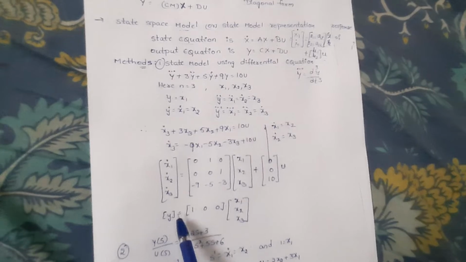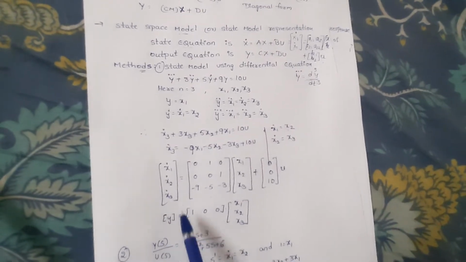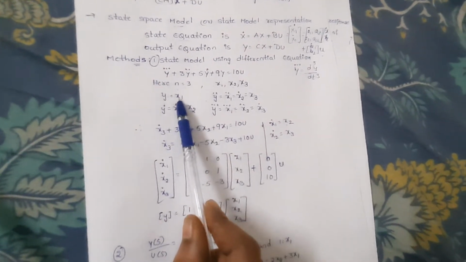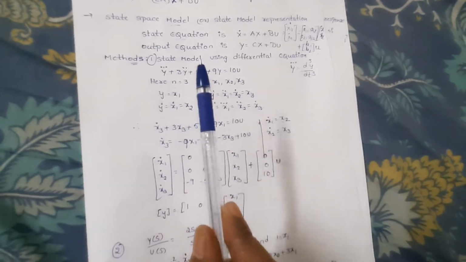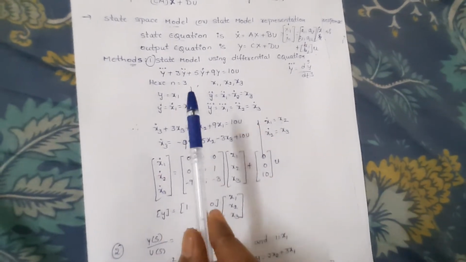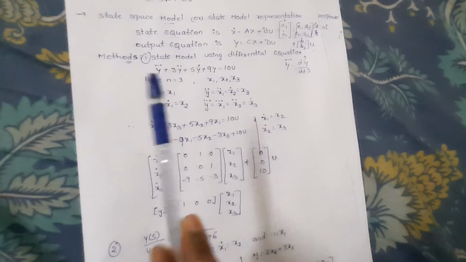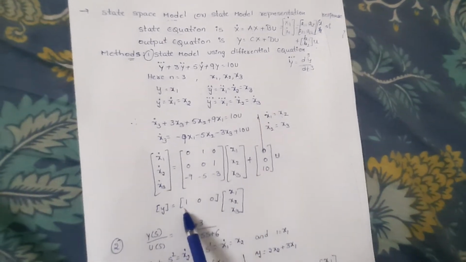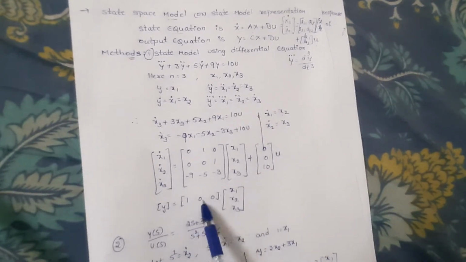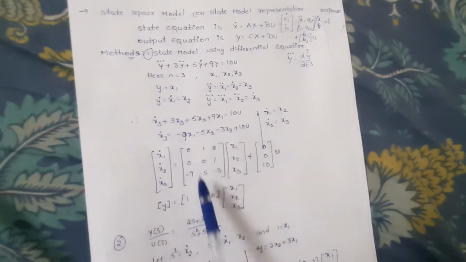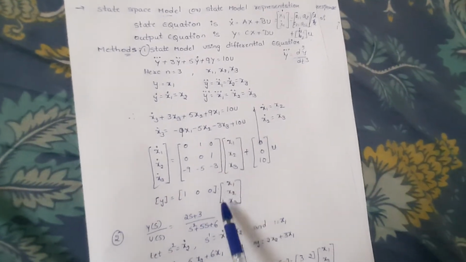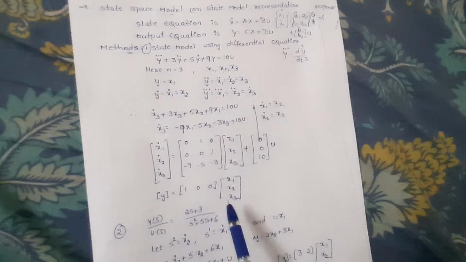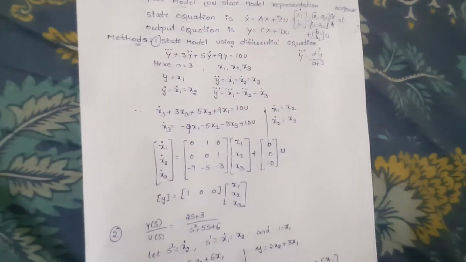Next, again you should write the y matrix. Y is equal to, see, only one term is there, that is x1. Only x1. We don't have y1, y2, y3 here. We have only one y. So that's why y is equal to x1, x2, x3 with only x1 having 1 and x2 and x3 being 0. So represent it with x1, x2 and x3. This is one method of problem.